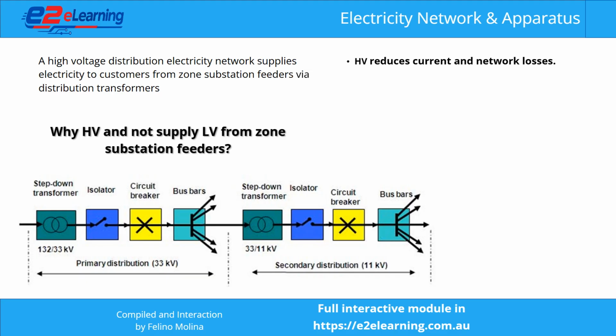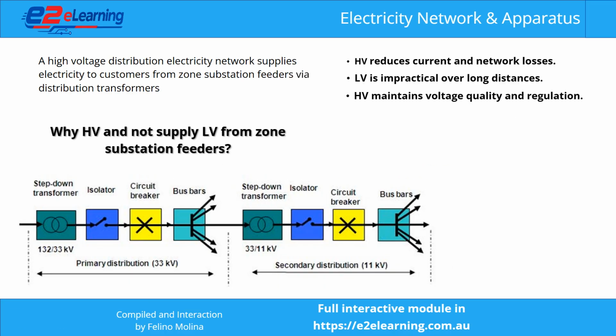This significantly reduces I²R losses, conductor heating, and energy waste across the network. Supplying low voltage directly from zone substations would require extremely large conductors. Even short LV feeder lengths would suffer excessive losses, making LV impractical for distribution.